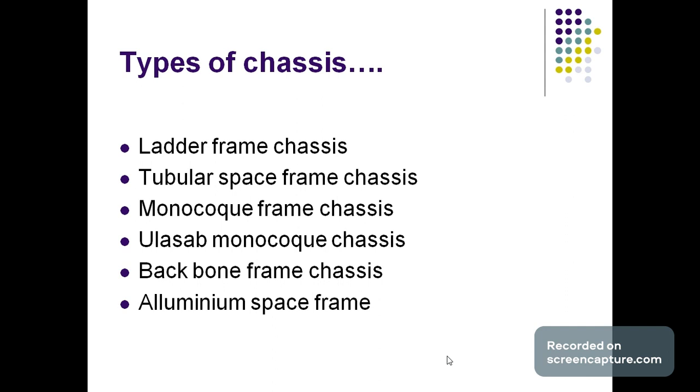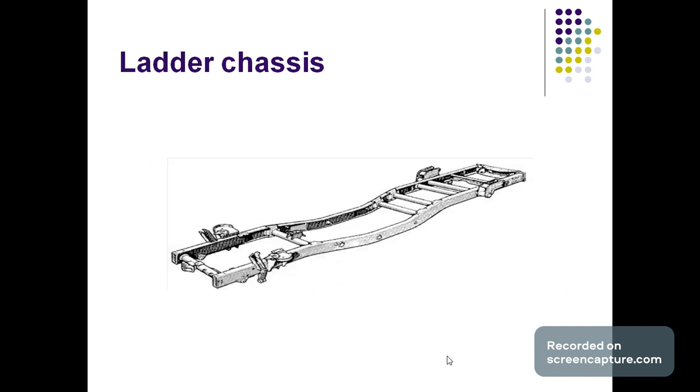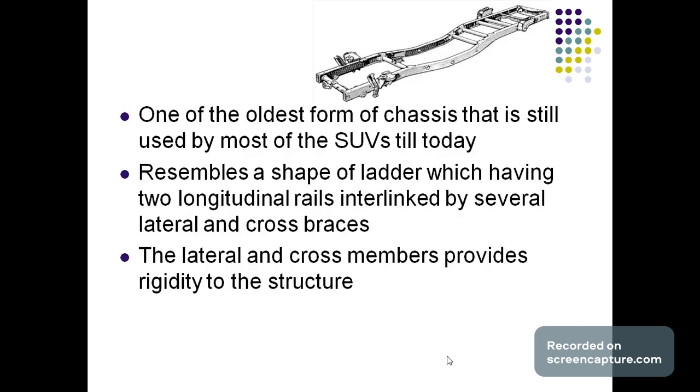The first type of chassis is the ladder chassis. As you can see in the figure, it looks like a ladder, so it is called a ladder chassis. It is one of the oldest forms of chassis and is still used by most SUVs. It resembles the shape of a ladder, having two longitudinal rails interlinked by several lateral and cross braces. The lateral and cross members provide rigidity to its structure.